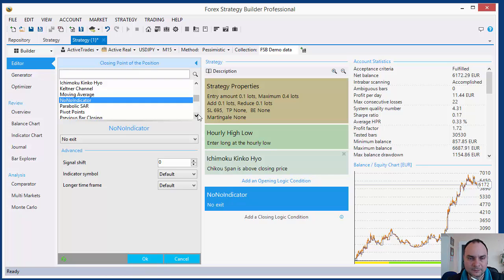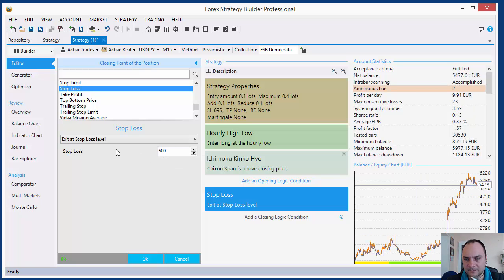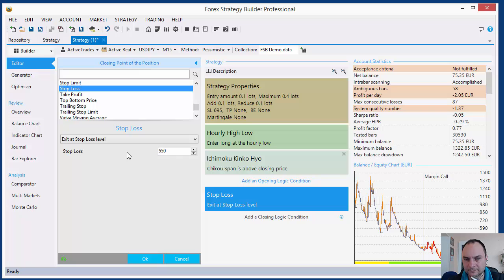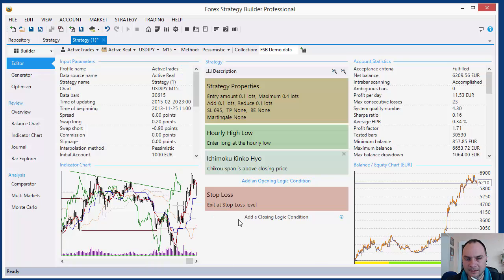It's common practice to always use stop losses. Stop loss. How much to put? 500, 500, 550. Now it's okay. Let's keep that.